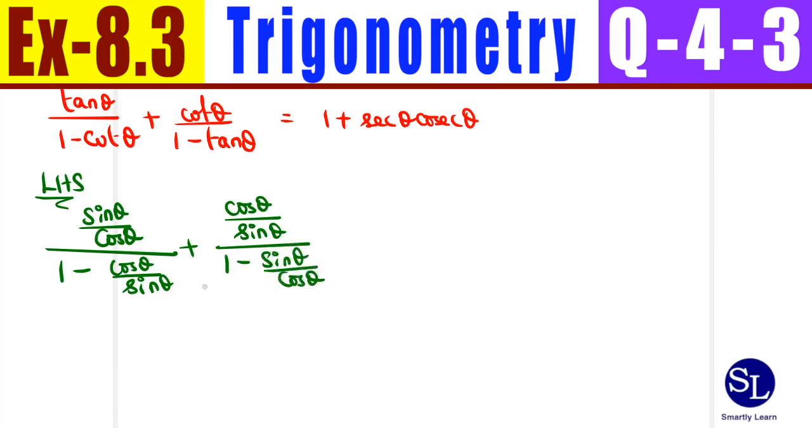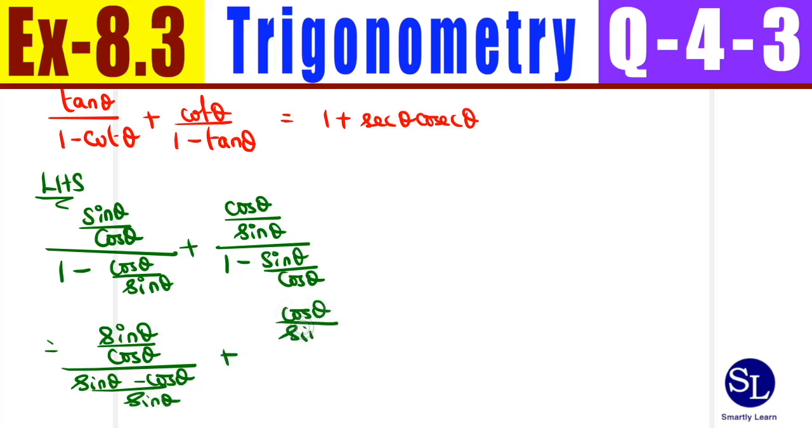Now we're going to take LCM in the denominator. We'll not touch the numerator for now. So this is nothing but sin theta by cos theta, the whole thing by sin theta minus cos theta divided by sin theta. Now let's repeat this here. So this is cos theta by sin theta, the whole thing divided by cos theta minus sin theta, the whole thing by cos theta.